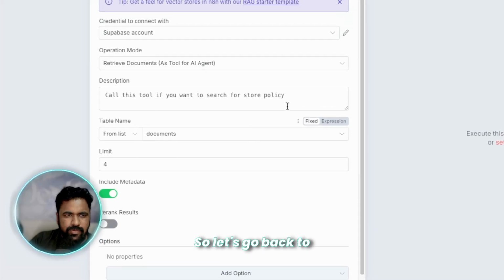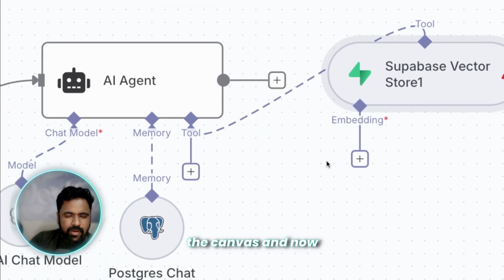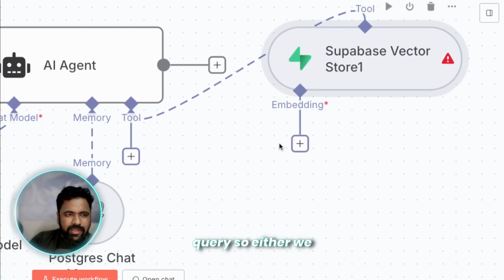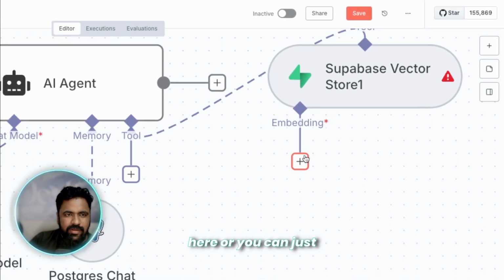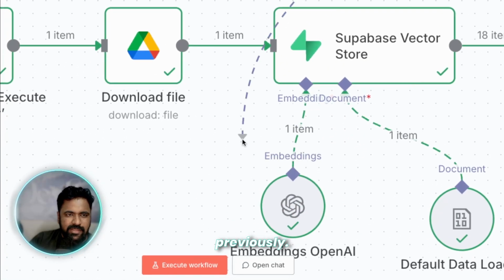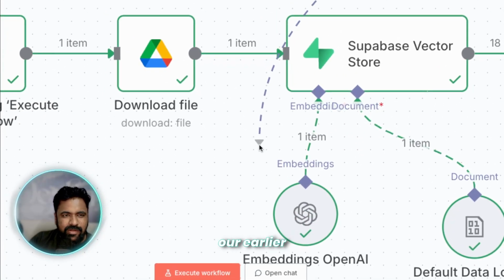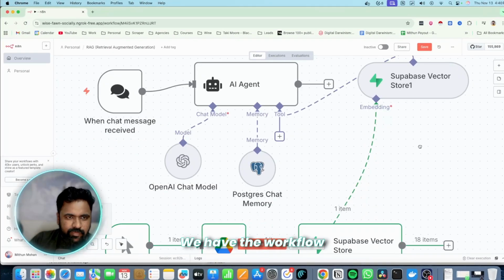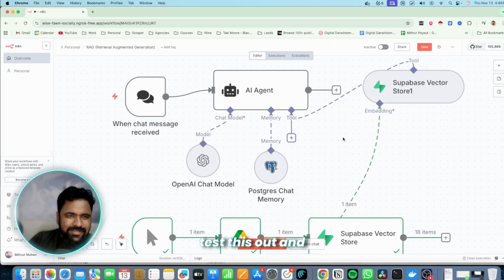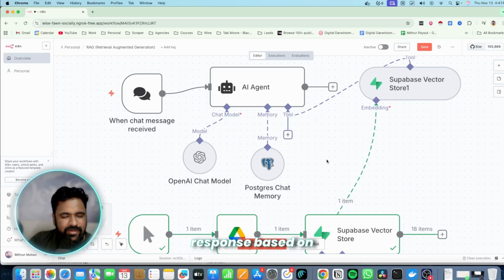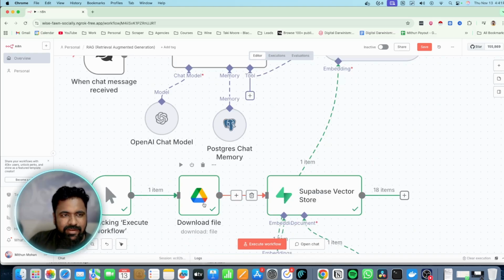Is there anything else? No, I guess. So let's go back to the canvas, and now we'll have to embed the input query. Either we can add a new embeddings model here, or you can just drag it and use the same embeddings model that we used previously. So I'm going to make that connection to our earlier embeddings model. So this part is now sorted. We have the workflow complete. Now we are going to test this out and see if we are able to query the vector database using our AI agent. Let's test if we are getting an accurate response based on our knowledge base supplied. So let's do that next.